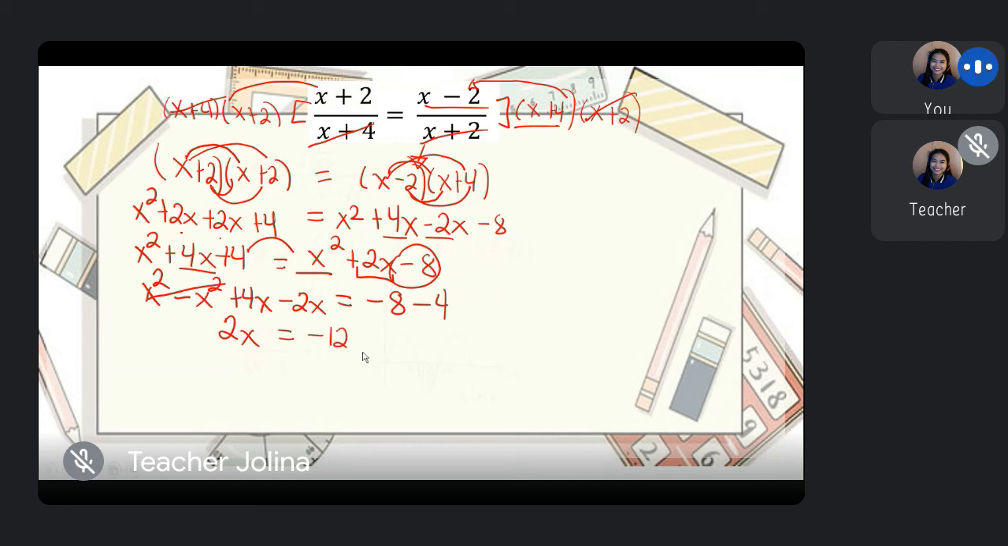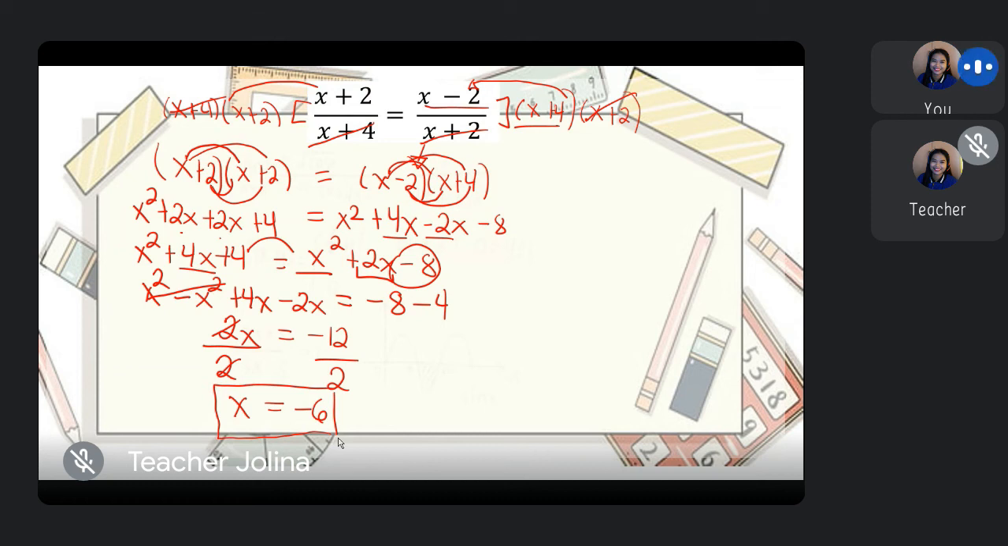Okay, last procedure or last step natin is M, multiply or divide both sides by the numerical coefficient. Ang numerical coefficient po natin dito is positive 2, divide both sides, di ba? So, 2 divided by 2 is 1. So, magiging x na lang dito equals negative 12 divided by 2, we have negative 6. So, that is our solution for this equation. X is equal to negative 6.